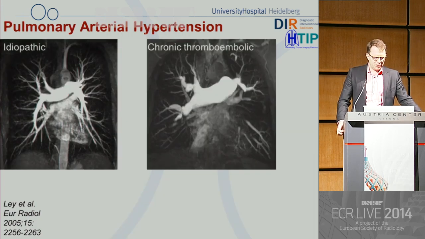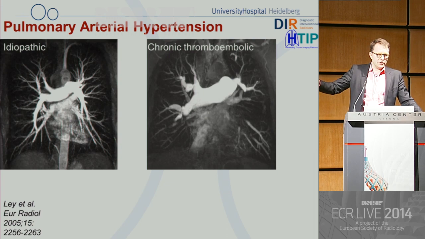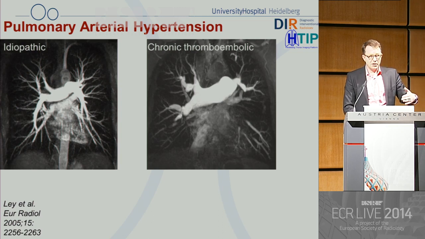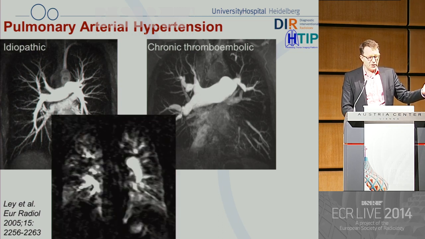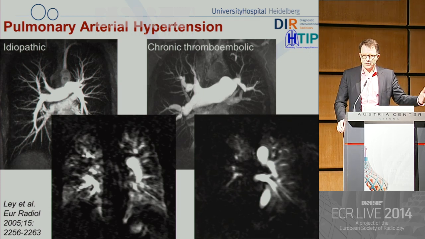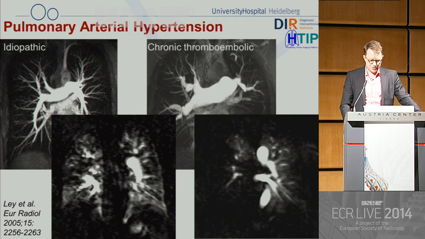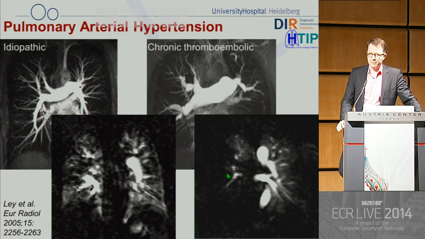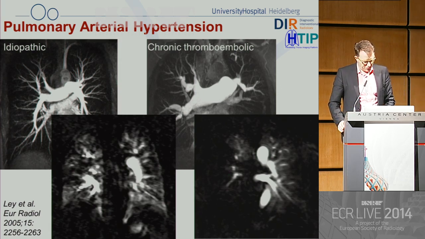Pulmonary arterial hypertension, you see these impressive differences between idiopathic and chronic thromboembolic pulmonary hypertension. You can see it on the MR angiography scan, but you can also nicely appreciate the differences on the MR perfusion scan, where you see the more peripheral perfusion defects in the idiopathic form, whereas you have more central and wedge-shaped perfusion defects in the chronic thromboembolic form.